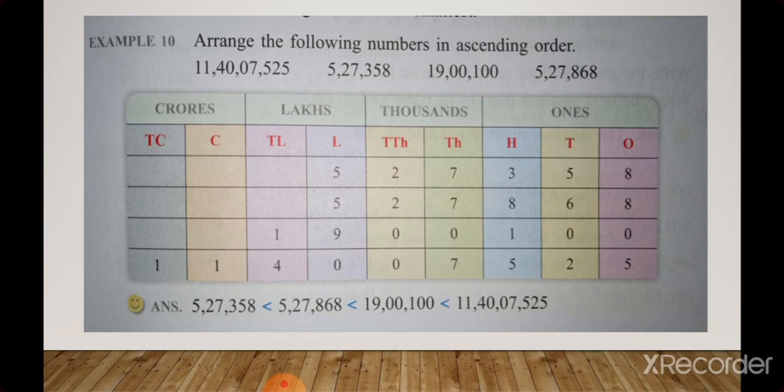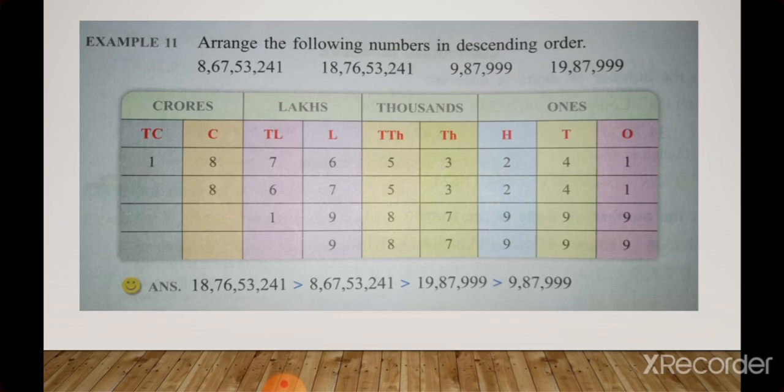So first you should write the smallest number as 5,27,358. After that 5,27,868. After that the 7 digit number, that is the third one, 19,100,000. After these three numbers you should write the first number, that is 11,40,07,525. So like this you should arrange the numbers.